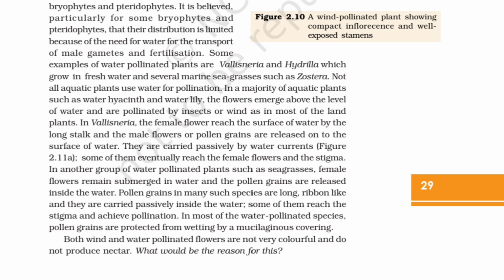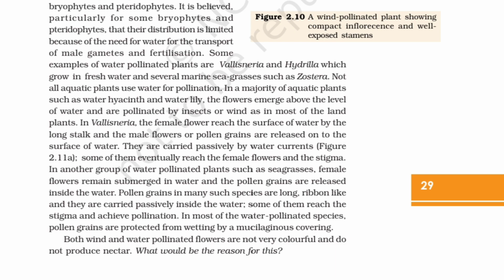In another group of water pollinated plants, such as sea grasses, female flowers remain submerged in water and the pollen grains are released inside the water. Pollen grains in many such species are long, ribbon-like, and they are carried passively inside the water. Some of them reach the stigma and achieve pollination. In most of the water pollinated species, pollen grains are protected from wetting by a mucilaginous covering.